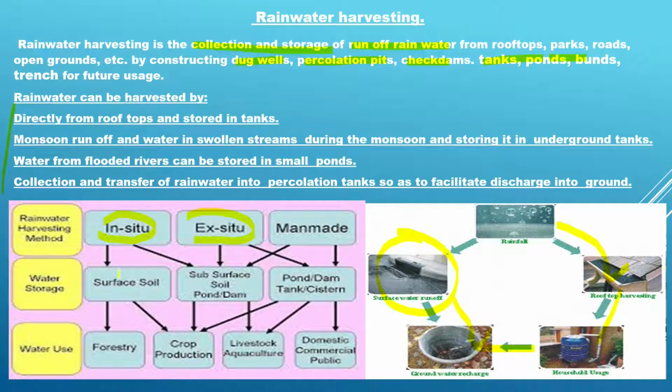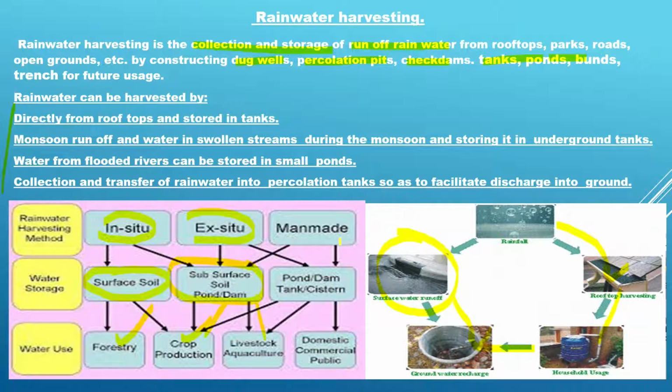Now, rainwater harvesting methods: in situ and ex situ. In situ is surface soil water storage over there. Ex situ is subsurface soil, where a pond and dam is formed, and then this surface soil is used for siltation. If it is there, then it is helpful for crop production, and otherwise if it is remote areas, then natural vegetation. Whereas ex situ, that is the subsurface soil, groundwater, etc., is also good for irrigation, which helps in crop production, and at the same time livestock and agriculture development.